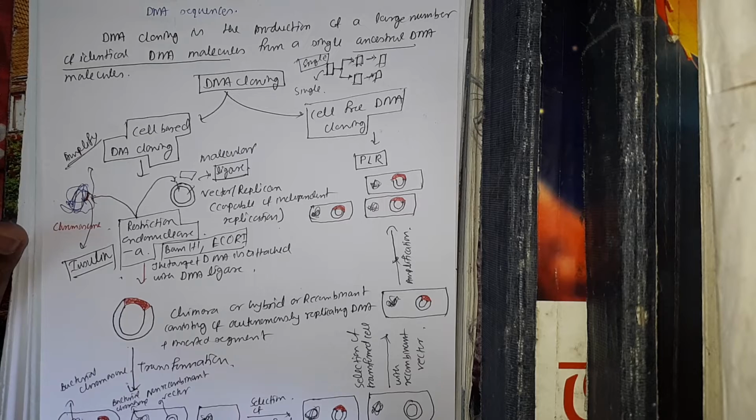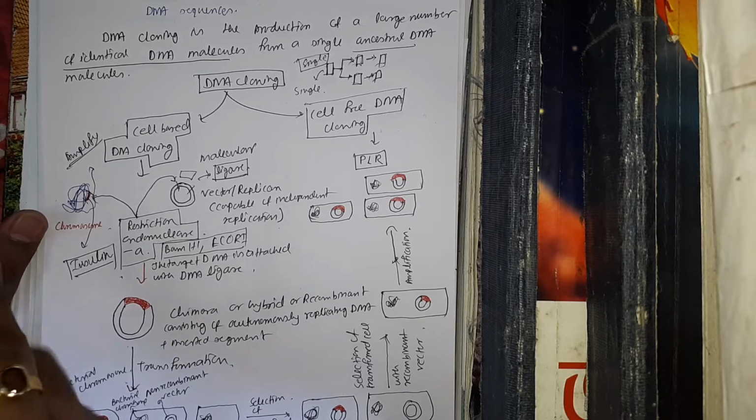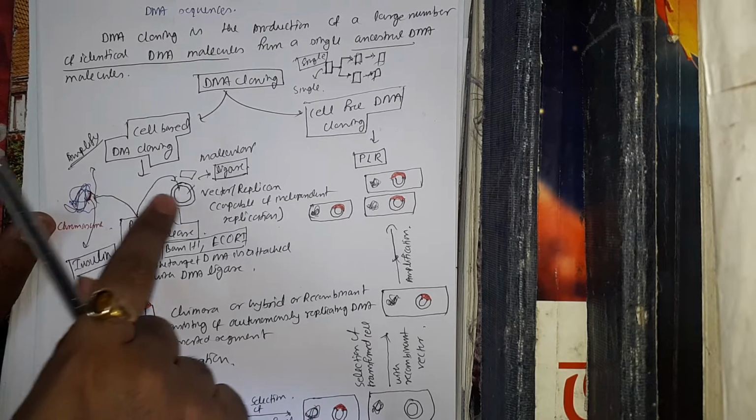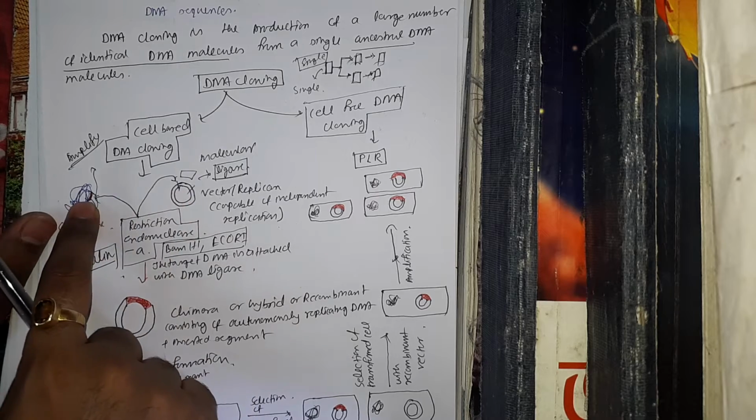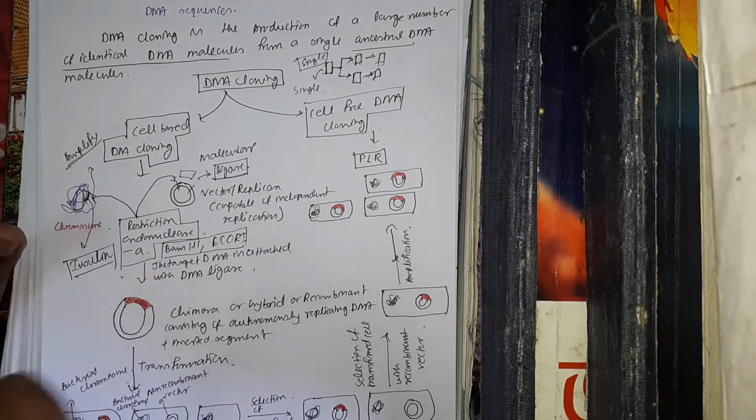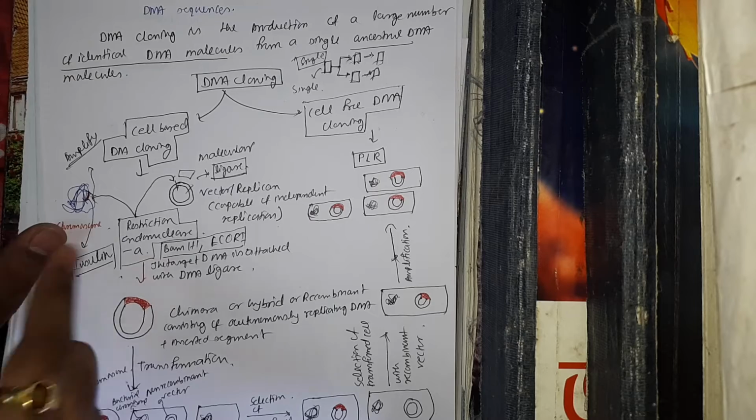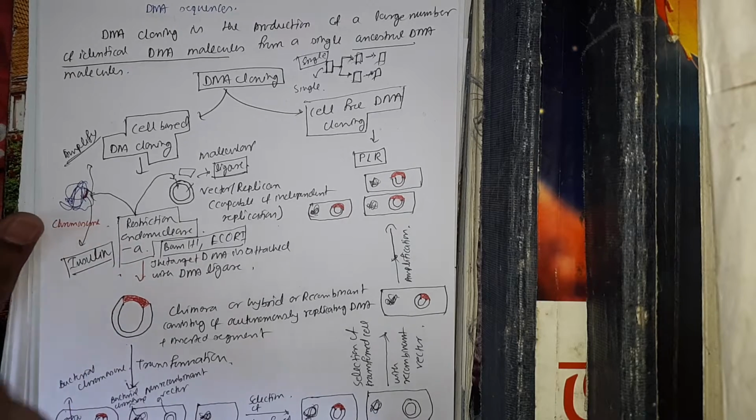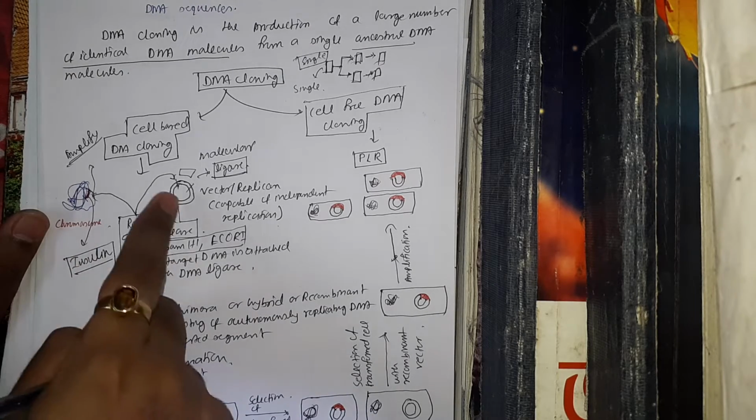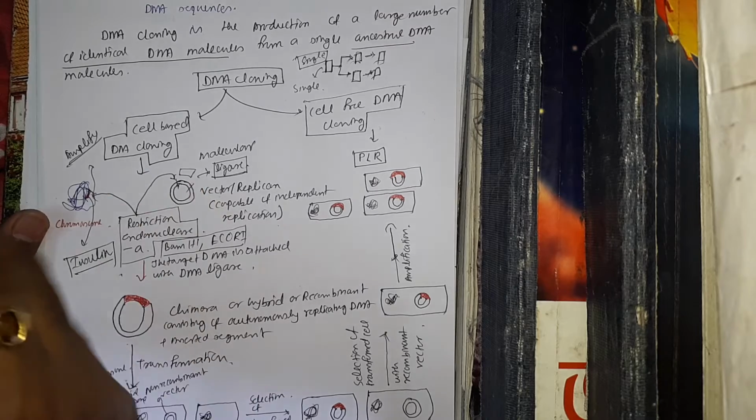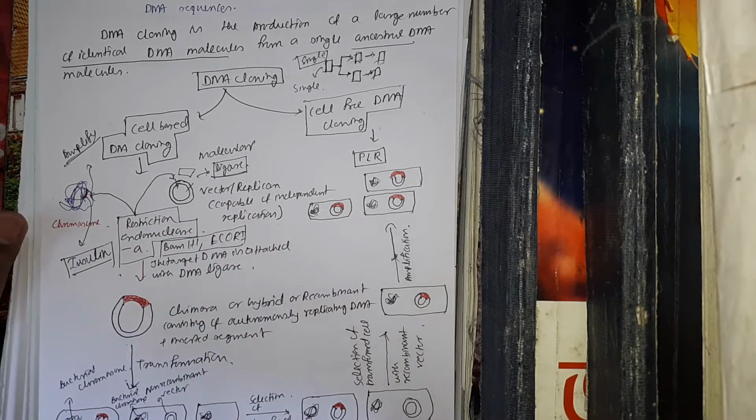Restriction endonuclease is referred to as a molecular scissor, as it will cut the target DNA sequence, and the specific sequence will be attached in the vector. Okay, so they are referred to as molecular scissors, and ligase will attach the target DNA in the vector, so we can call it molecular glue.